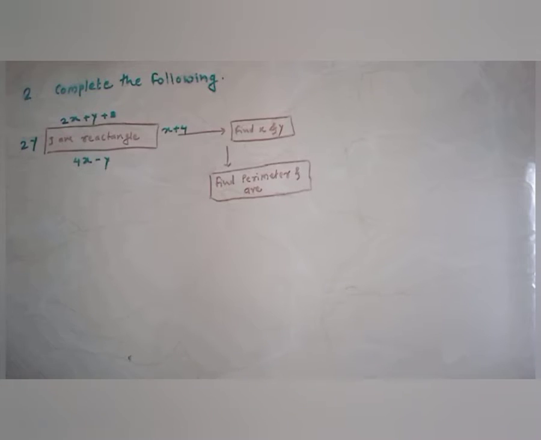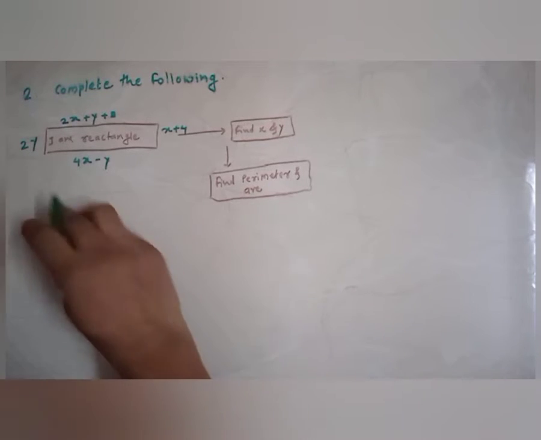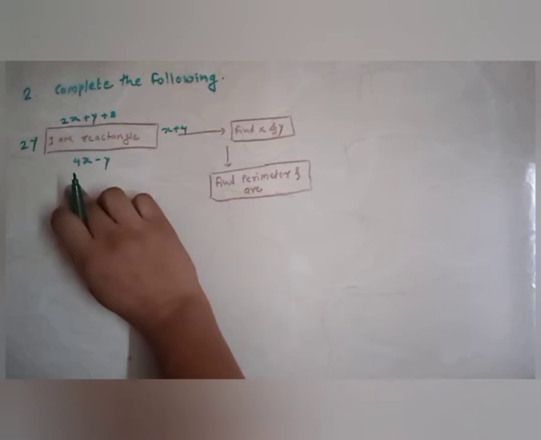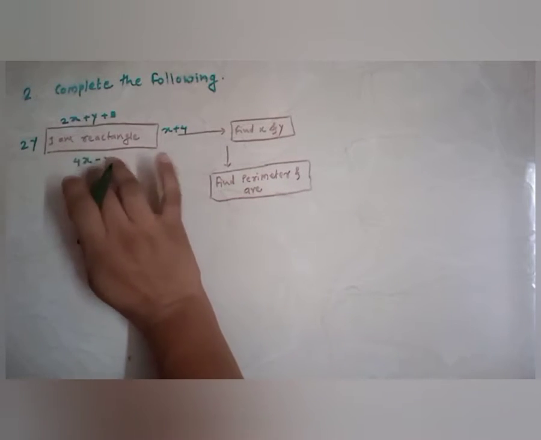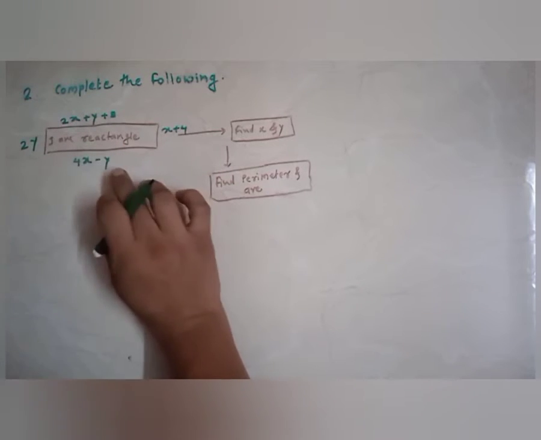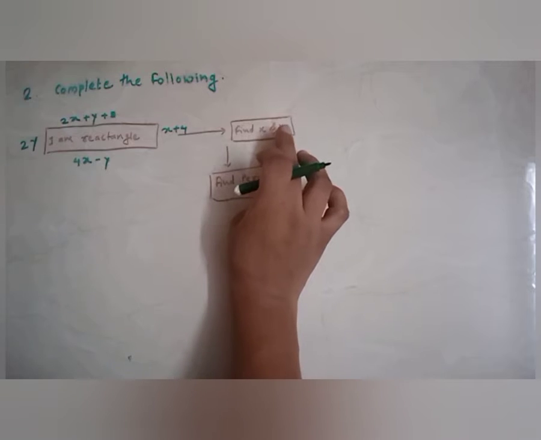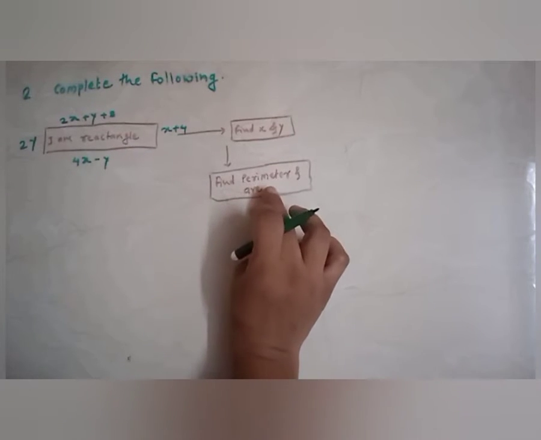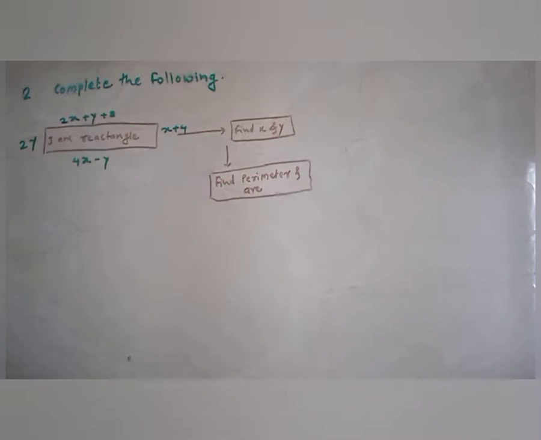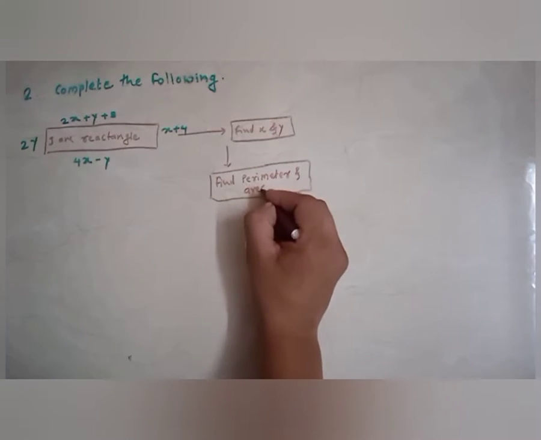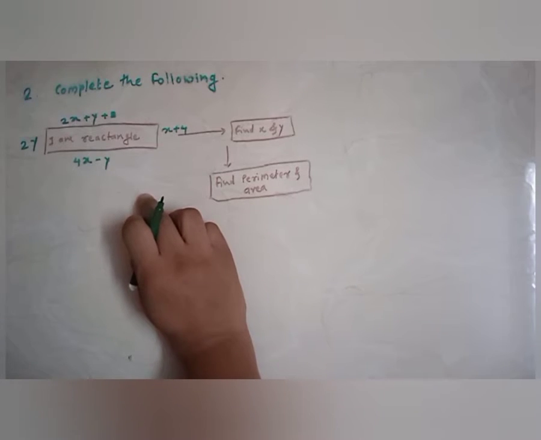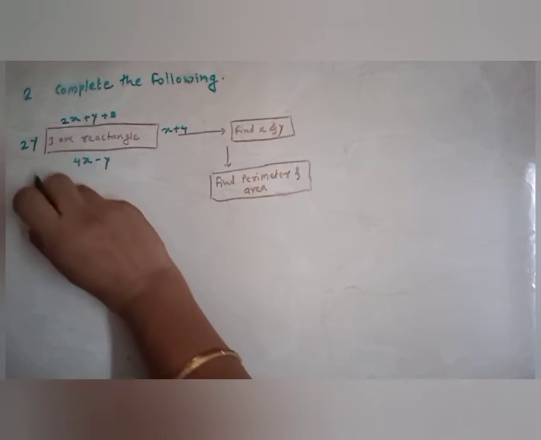Take down the second question. We have to complete the following table, and we have to solve simultaneously. In that, a rectangle is given. So this is a rectangle, and a rectangle has opposite sides equal.